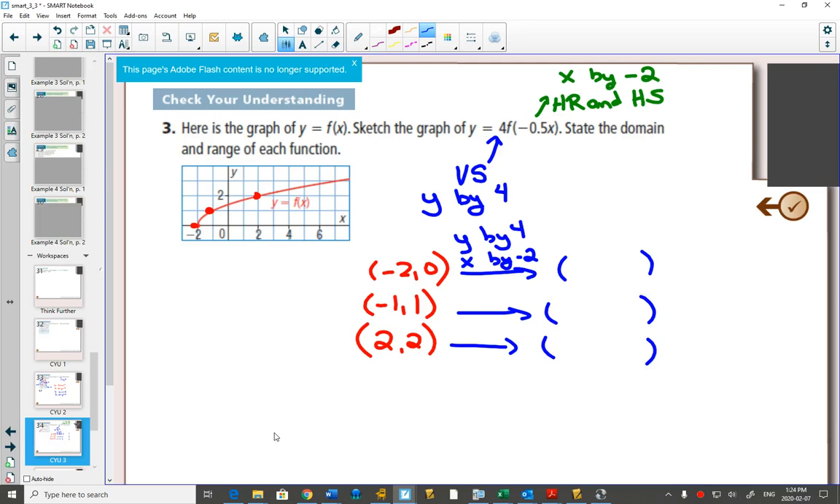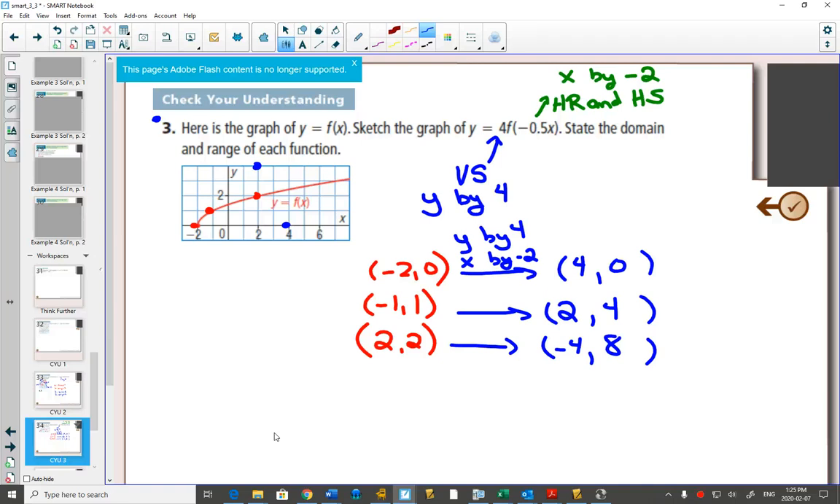So the first one, negative 2, 0, that one's going to become positive 4, 0. Negative 1 times negative 2 would be positive 2, 1 times 4, so 2, 4. And 2, 2 will become negative 4, 8. So now I can label those points 4, 0, 2, 4, and negative 4, 8. Oh, that's really off my graph, but that's okay. Now I have 3 points.